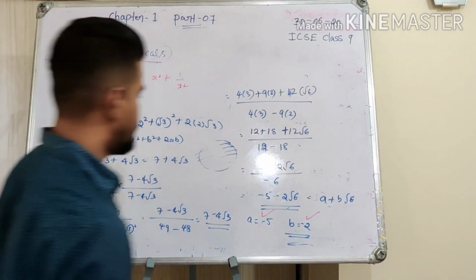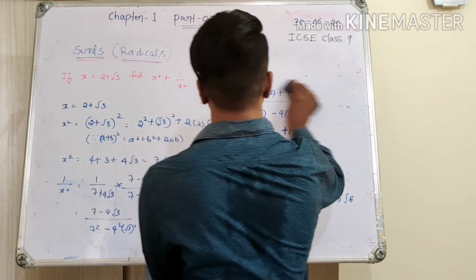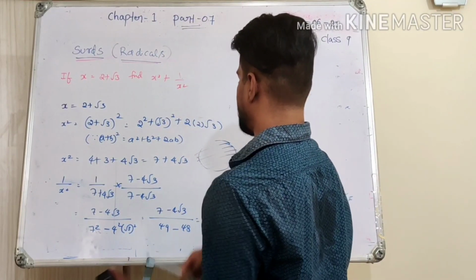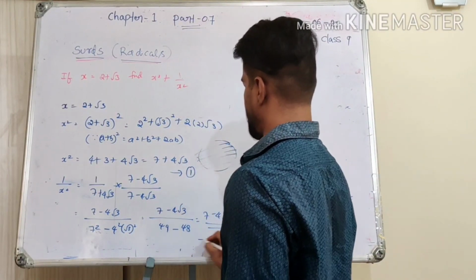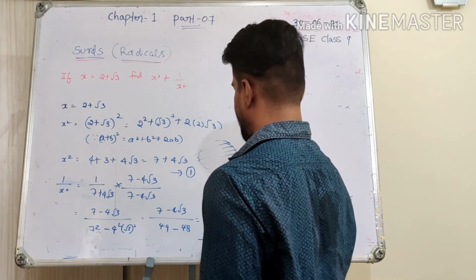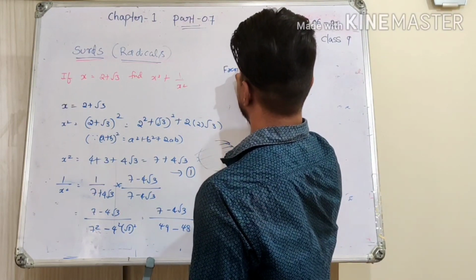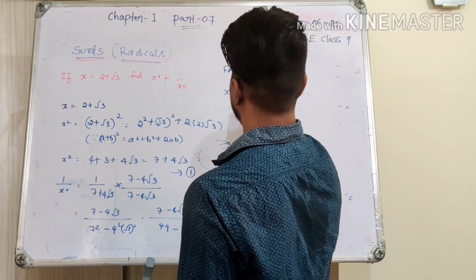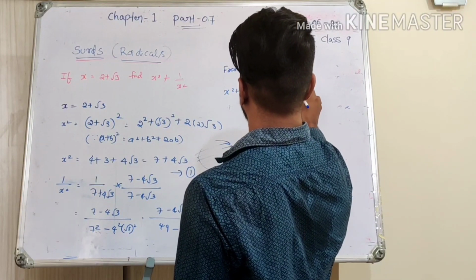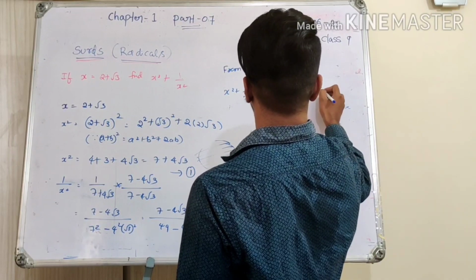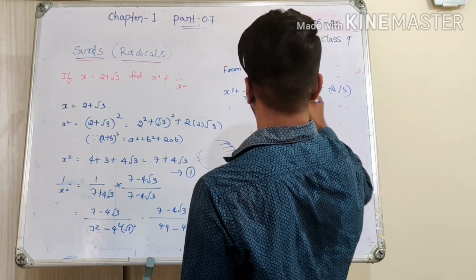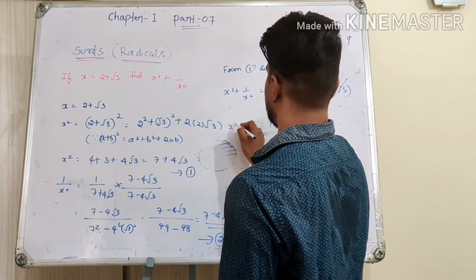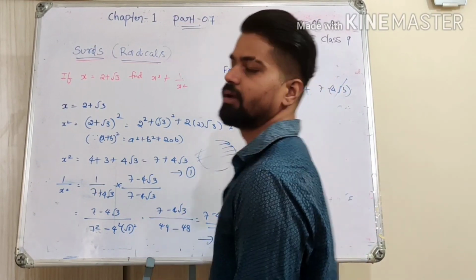Okay, so what is x square? I can take it as an equation now, so it will be easy. So x square is 7 plus 4 root 3, 1 by x square is 7 minus 4 root 3. From 1 and 2, x square plus 1 by x square will be 7 plus 4 root 3 plus 7 minus 4 root 3. So the irrational terms cancel, we get 7 plus 7, 14. So that is the value of x square plus 1 by x square.